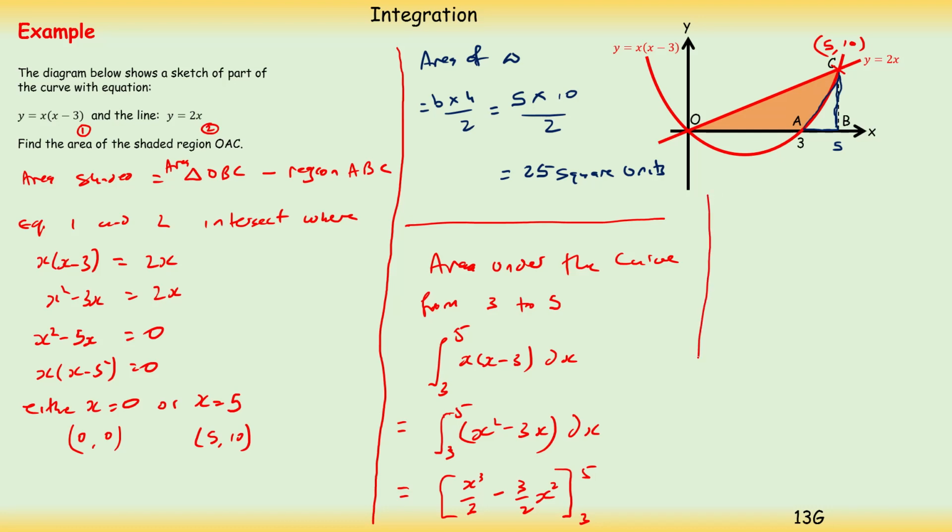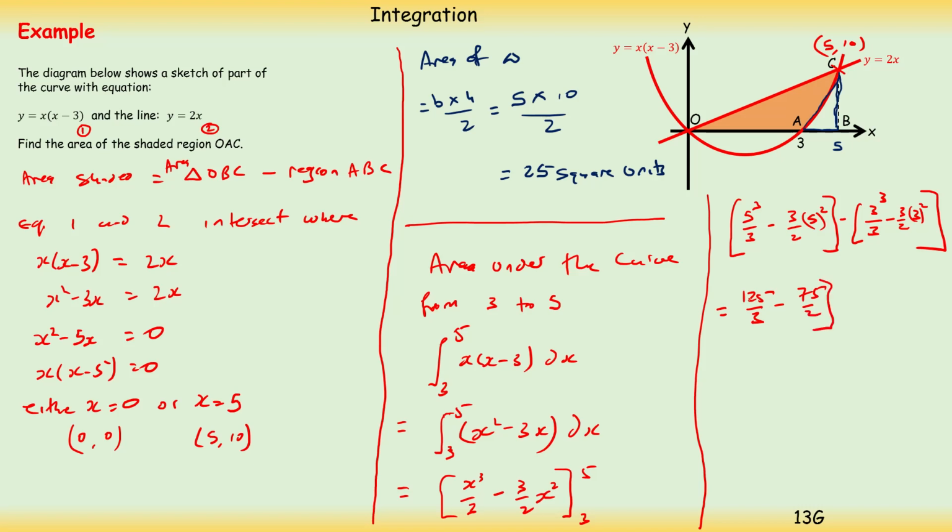So if we sub in, what have we got? Subbing in, we get 5 cubed over 3 minus 3 over 2 times 5 squared, minus 3 cubed over 3 minus 3 over 2 times 3 squared. And we need to solve that. That leaves us with 125 over 3 minus 75 over 2, minus 27 over 3 minus 27 over 2.